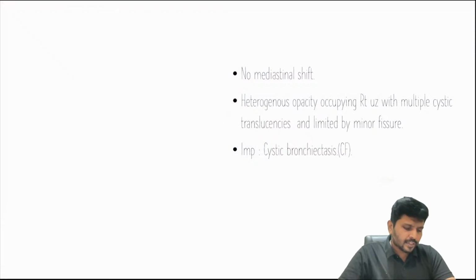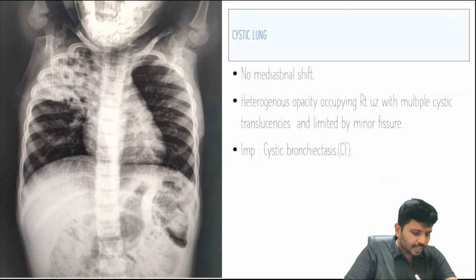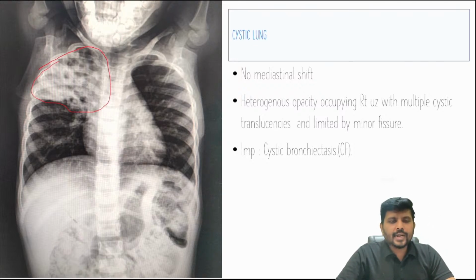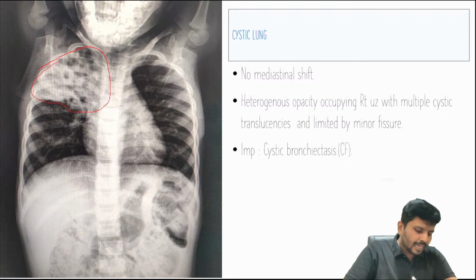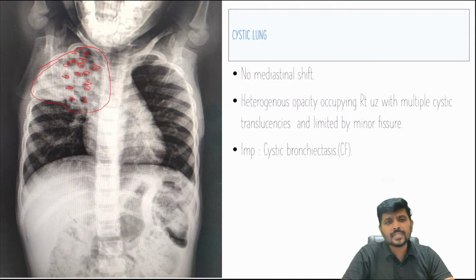Okay, here what is this? Look at this. Again, a heterogeneous opacity involving your right upper lobe, and there are numerous cystic spaces. I repeat, there are numerous cystic spaces in between. So what is this? This is dilatation of the bronchus, otherwise known as cystic bronchiectasis.